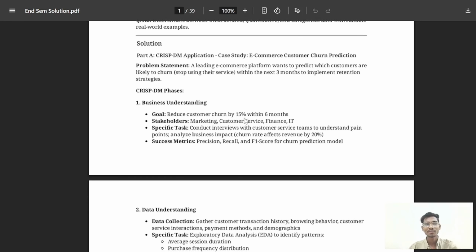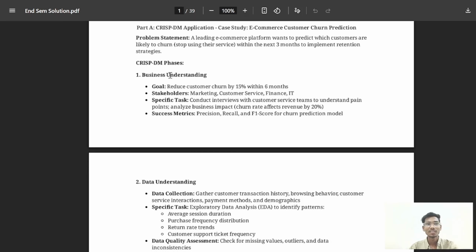The number one is business understanding. In this, the goal is to reduce customer churn by 15% within 6 months. Stakeholders: marketing, customer service, finance, IT. Specific task: conduct interviews with customer service teams to understand pain points. Analyze business impact: churn rate affects revenue by 20%. Success metrics: precision, recall, and F1 score for the churn prediction model.